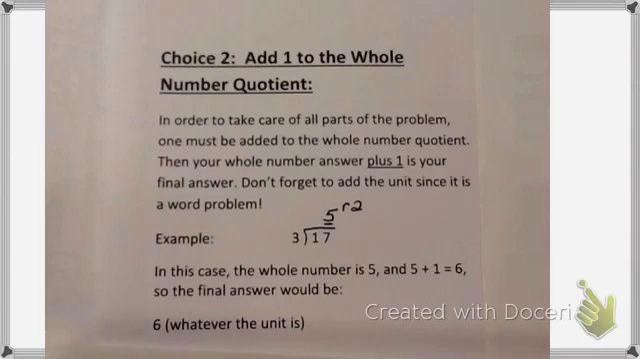Don't forget to add the unit since it's a word problem. So we had 5 remainder 2. Our whole number was 5. We added 1 to that for the extra car for those extra people. So the answer was 6. And in this case it was 6 cars. Cars was our unit.